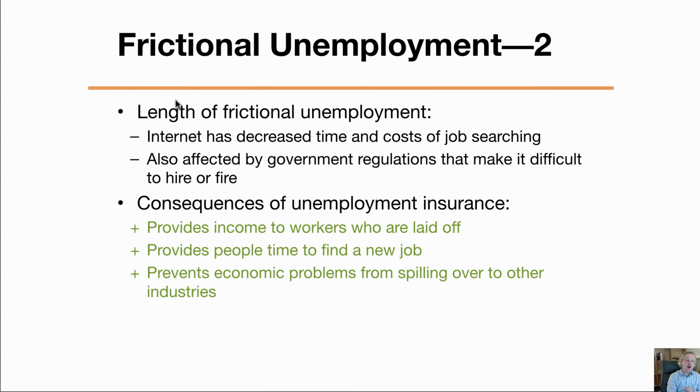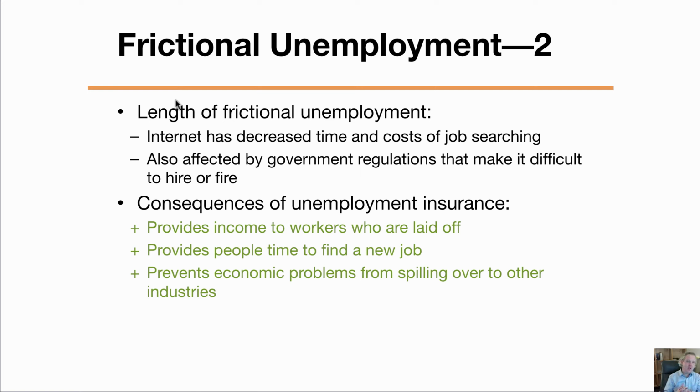Some of the consequences of this are that this is one of the reasons that the government created unemployment insurance. This provides income to workers who are laid off, provides people time to find a new job, prevents economic problems from spilling over into other industries. So if one particular industry has some frictional or structural unemployment, sometimes that can bleed out into other industries. If suddenly a lot of people lose their job in a particular area, that can hurt a store in that particular area. When that store goes out, that causes more people to lose their job. So there can be spillover effects from particular industries.